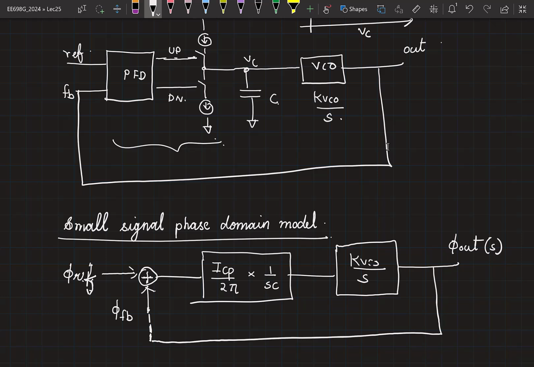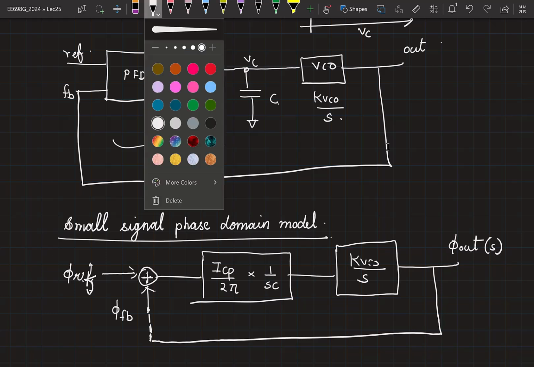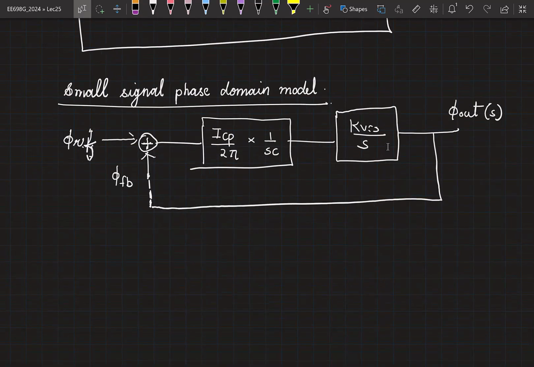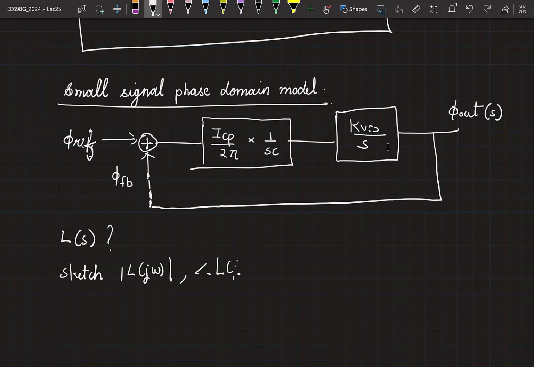So for tomorrow, please analyze if this loop is stable. You have to sketch the magnitude and phase of the loop transfer function. So derive L of S, then sketch the magnitude of L of j omega and the angle of L of j omega, and then calculate the phase margin. The angle is minus 180.